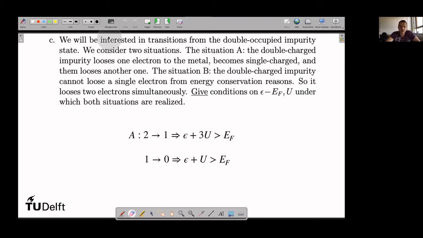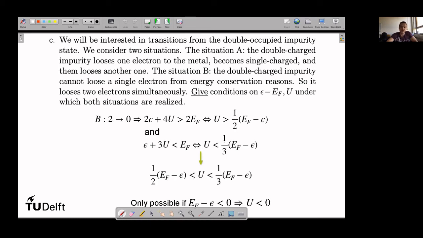So in situation A, it's quite straightforward. If we have evaluated the energies, we go from 2 electrons to 1 electron. And for this, the energy difference between 2 and 1 must be greater than the Fermi level energy. And then again, going from 1 to 0, it's the same condition. The energy difference between 1 and 0 state must again be greater than the Fermi level. So this is the situation A.